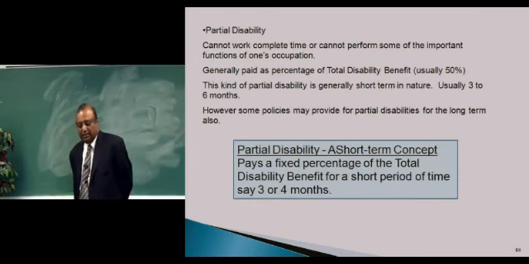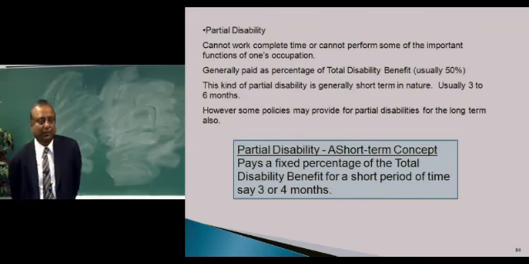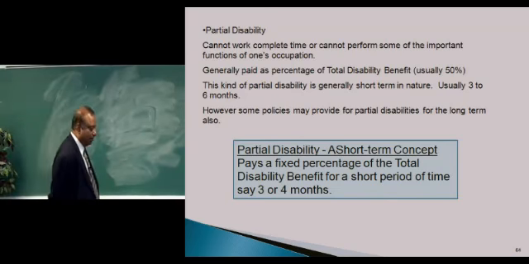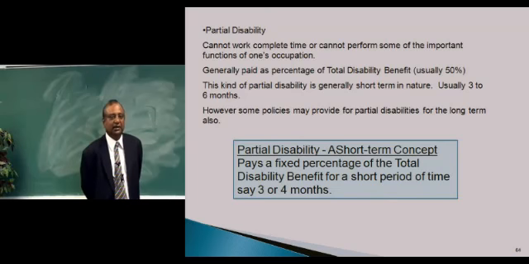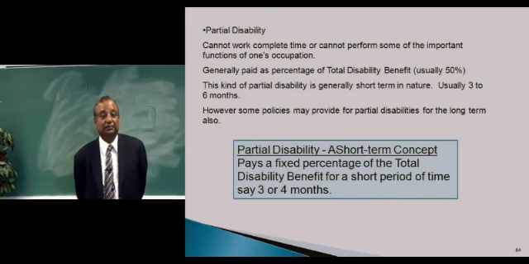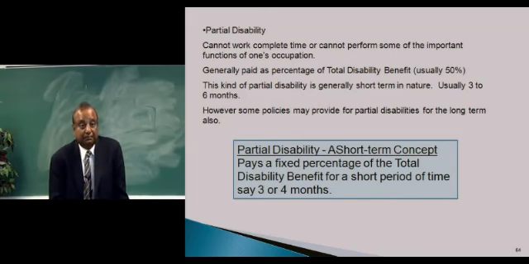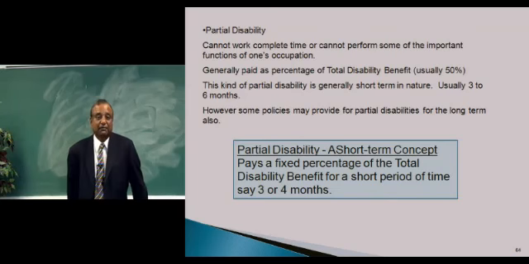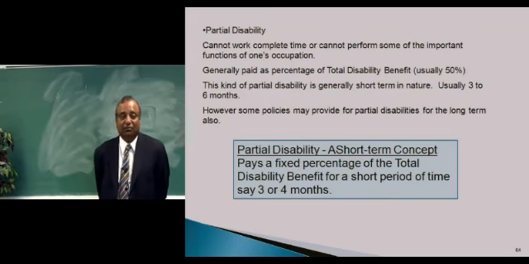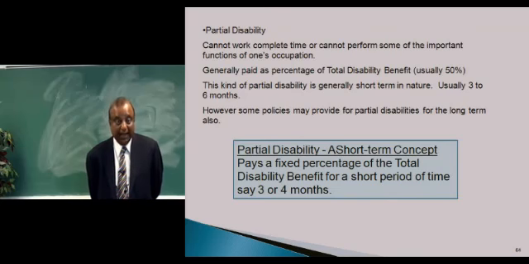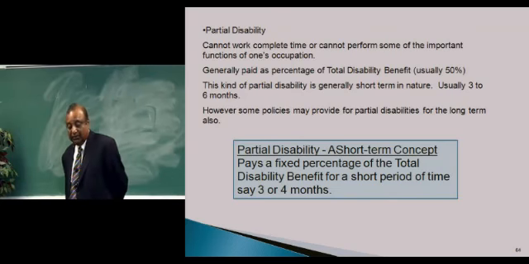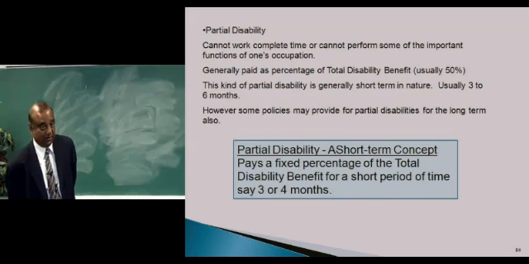Partial disability is when a person can perform some of the duties of his occupation, but cannot perform all the duties. Or he can perform all the duties, but he can perform for only part of the time. It's called a partial disability. Now, partial disability, they pay for a very short period of time, usually 3 or 4 months, and they usually pay it as a fixed percentage of the total disability benefit.